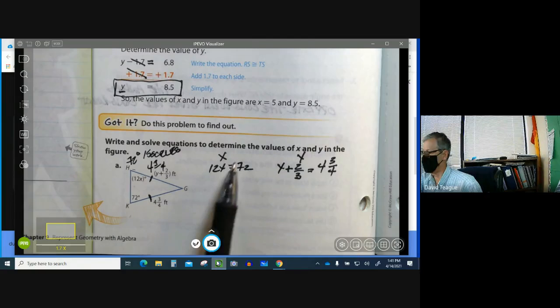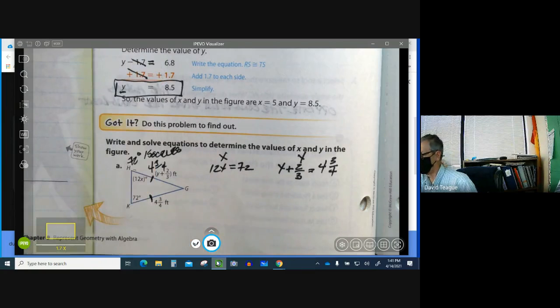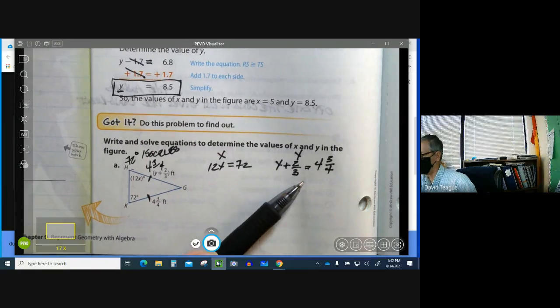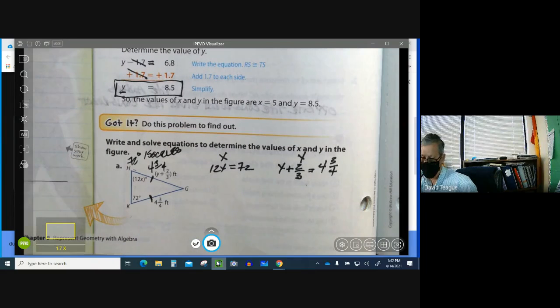Okay, if you're stuck, just look up here. This will help you. This is a little different because it's fractions. So you have to know your rules on adding and subtracting fractions. Hint: you cannot add or subtract a mixed number, and you have to have a common denominator.